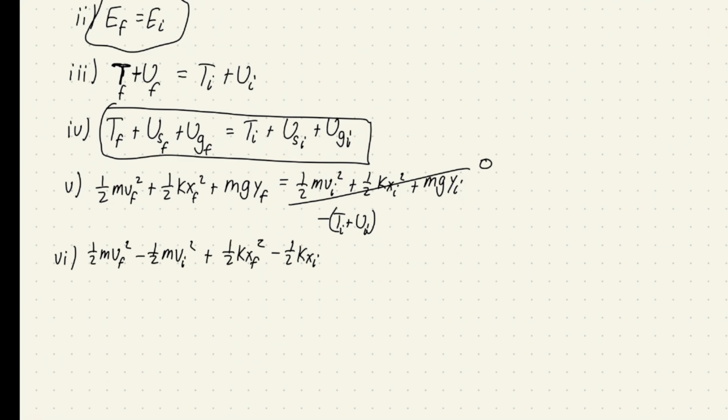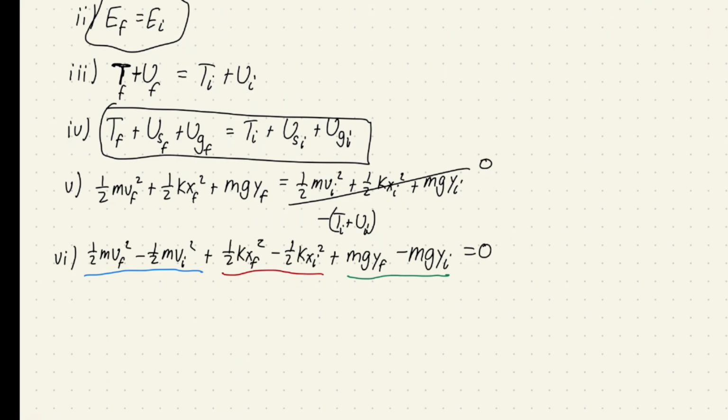Try to fix that up a little bit. There we go. All right, then I have a positive mgy final minus mgy initial. All of this equals 0. But what I have here, I'm going to underline these first two terms in blue. I'm going to underline the second two terms in red, and the third two terms I will underline in green.